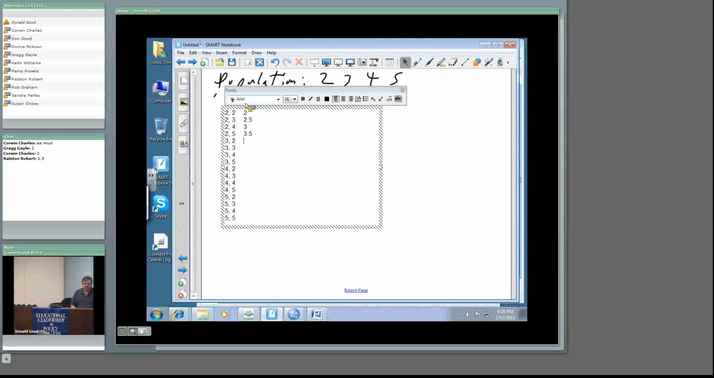The mean of 3 and 2 is going to be 2.5. The mean of 3 and 3 is going to be 3. The mean of 3 and 4 is going to be 3.5. The mean of 3 and 5 is going to be 4. Mean of 4 and 2 is going to be 3. Mean of 4 and 3 is going to be 3.5. Mean of 4 and 4 is 4. Mean of 4 and 5 is 4.5. Mean of 5 and 2 is 3.5. Tell me when I'm wrong. Mean of 5 and 3 is 4. Mean of 5 and 4 is 4.5. And mean of 5 and 5 is a 5.